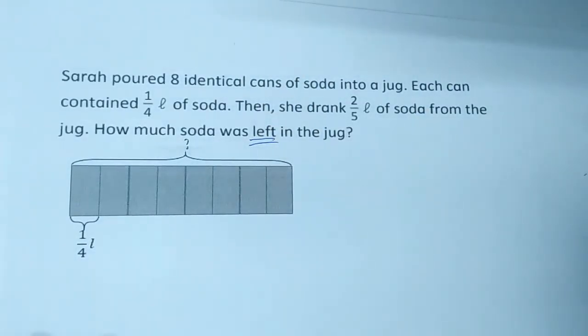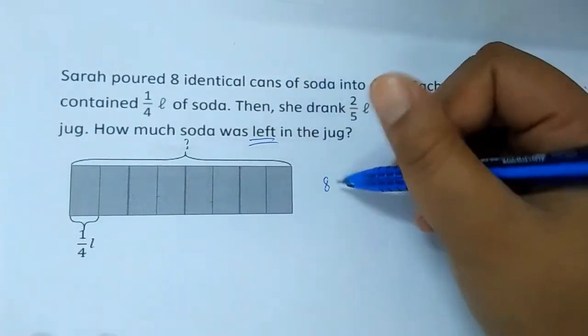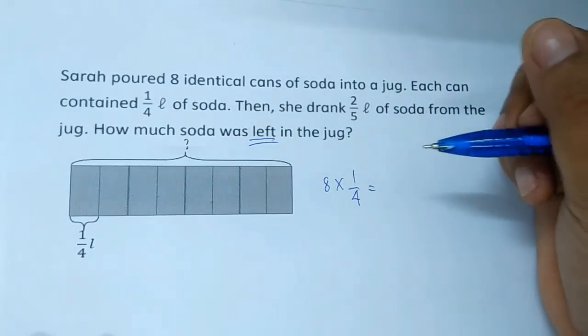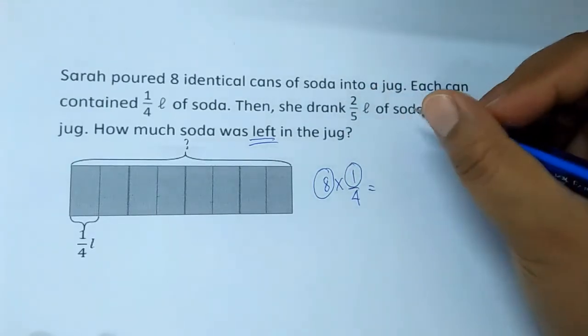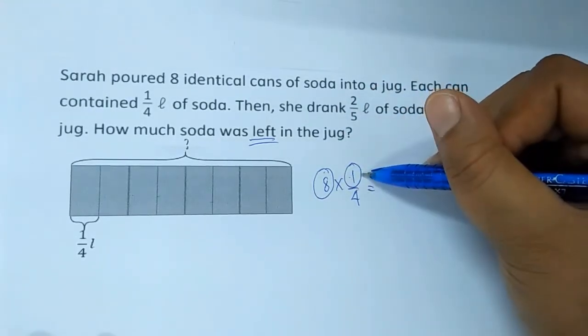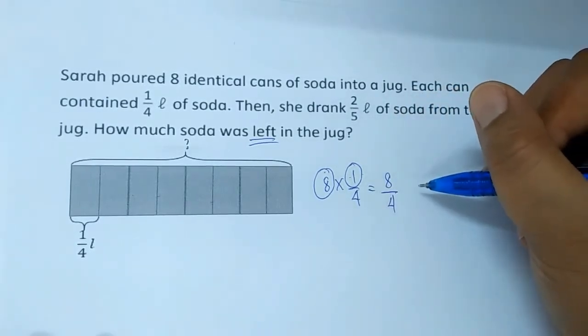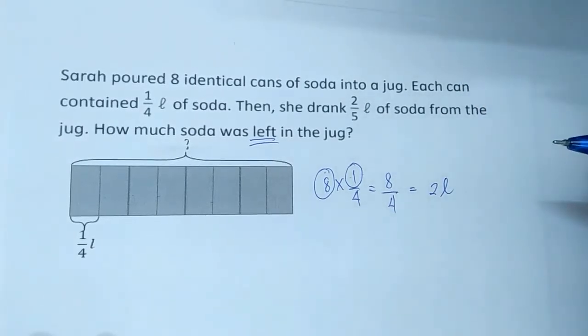How to find the total volume of the soda? Very good. We're going to multiply 8 units times 1/4. How to multiply? Very good. Multiply the whole number by the numerator. 8 times 1, it's 8. Divided by 4, or 8/4 is equal to 2 liters. So that's the total volume of the soda.